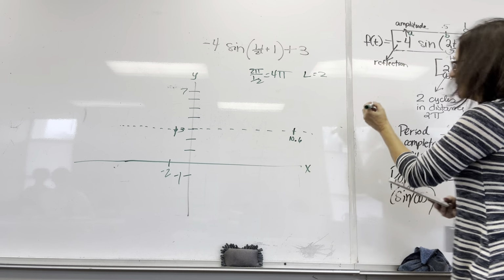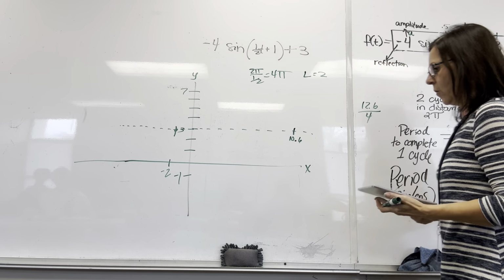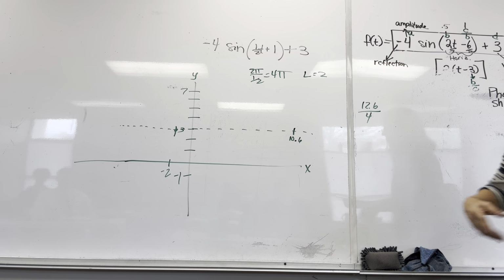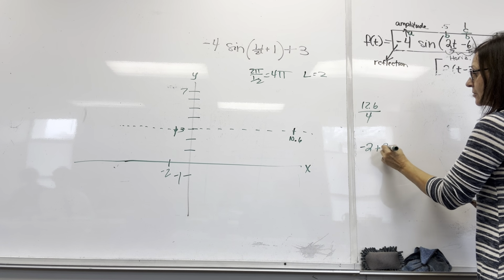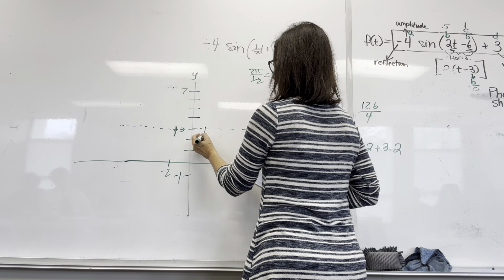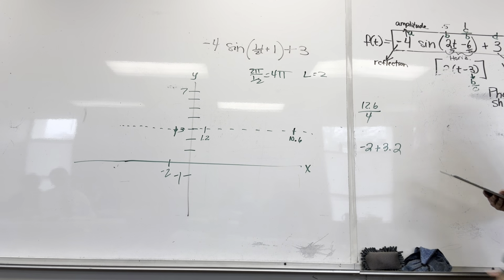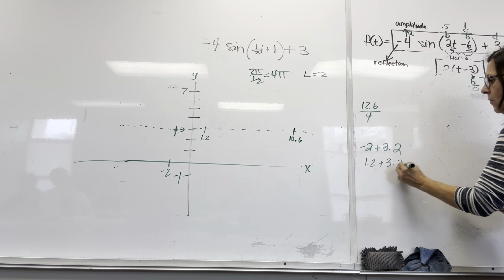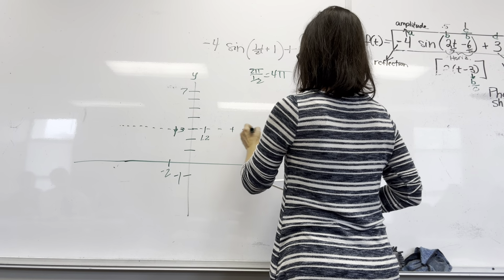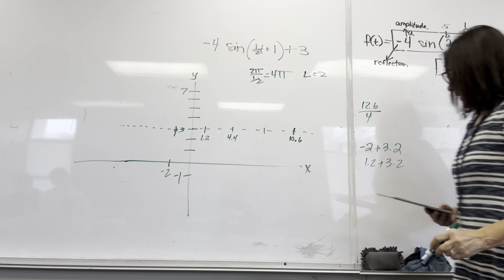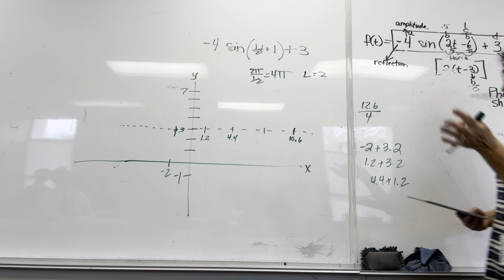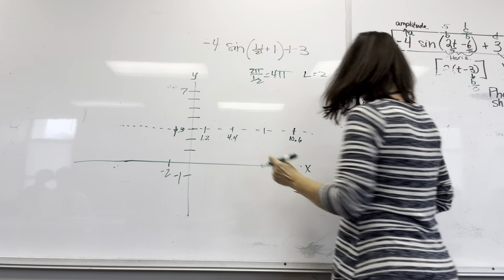All right, so we're going to take 12.6 divided by 4. What's 12.6 divided by 4? 3.2. All right, so we're going to take negative 2 and add 3.2 to it. So that's 1.2, right? We're going to take 1.2 and add 3.2, which is 4.4. And then 4.4 and add 1.2, which is 5.6. That doesn't make sense.